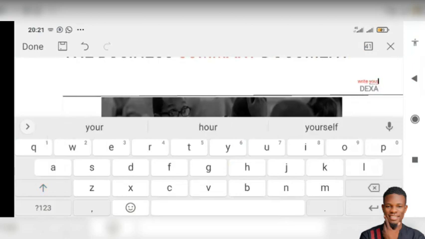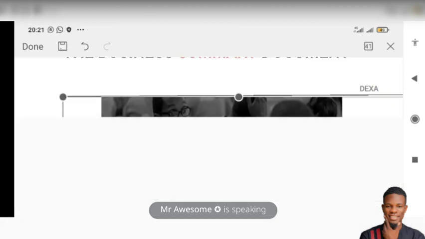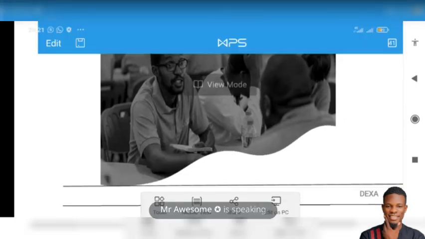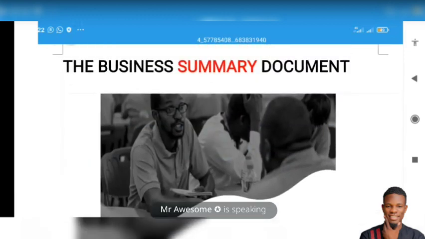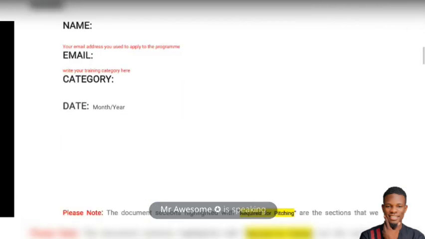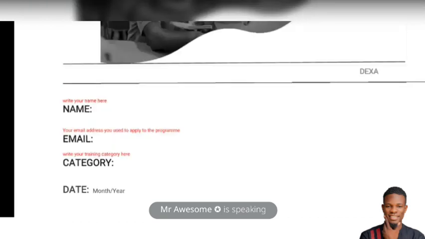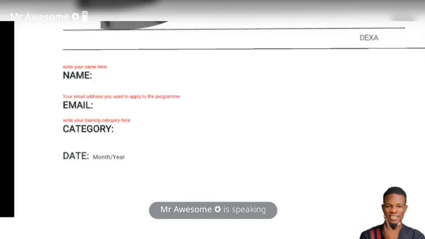Right. So when you fix in your business name, you take out any instruction that was there before. Okay. Right here, you can choose to leave this area this way, or you can replace it with something else that relates to your business. This picture, you can choose to leave it, or if you have a better cover that relates to your business, you can put it in and replace it. So here, we don't need to explain much. You put in your name, your email, your training category.